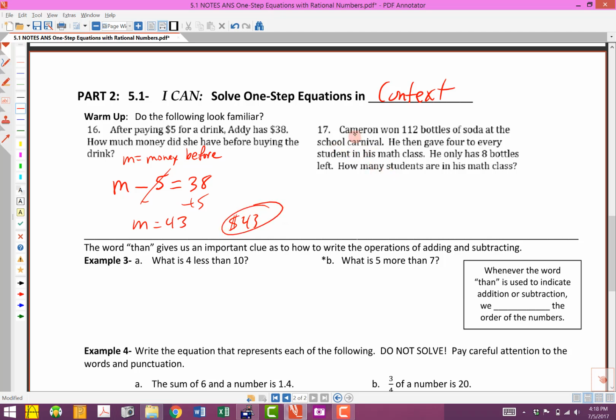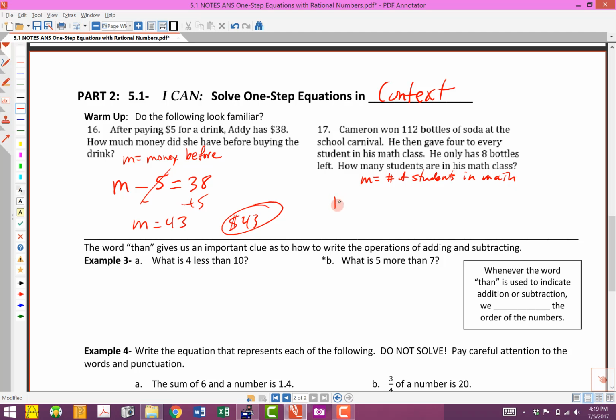We can do the same thing here. Cameron won 112 bottles. He then gave 4 to every student in his math class, and they only had 8 bottles left. So how many students are in his math class? So we'll say m equals number of students in math. And then let's stop and think about what happened here.